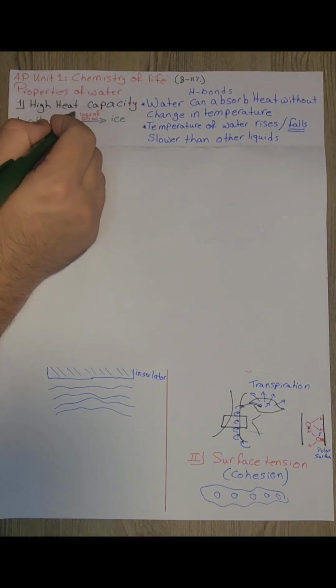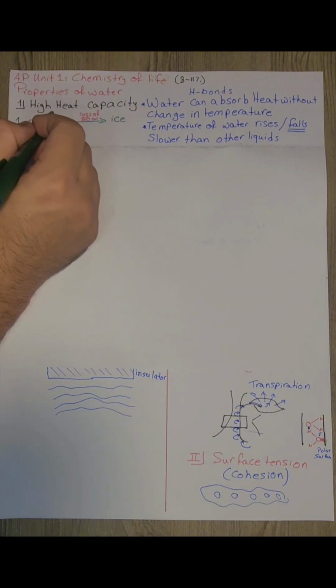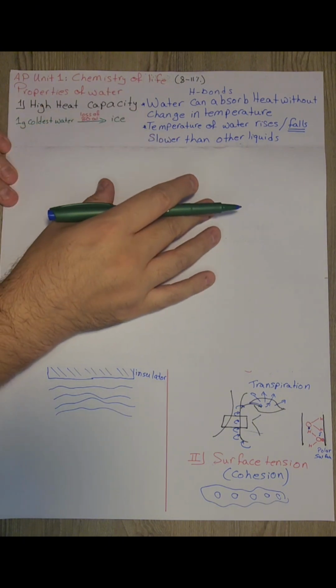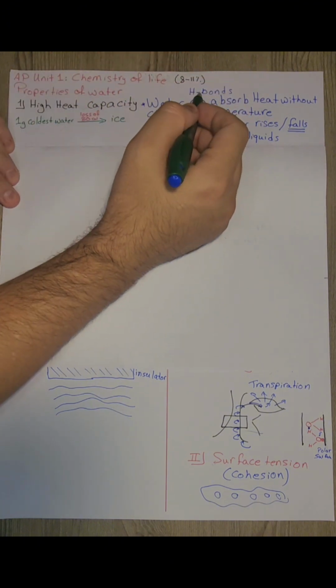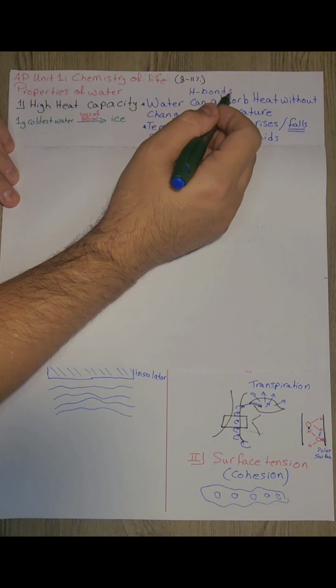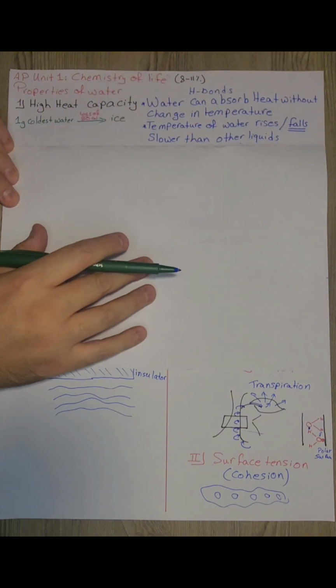But what gives water this ability, or what allows water to have a high heat capacity? This is due to the hydrogen bonds. So thanks to hydrogen bonds for giving water the ability to absorb heat without change in temperature.